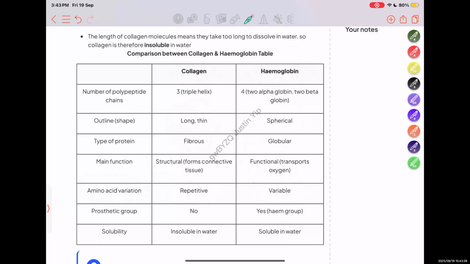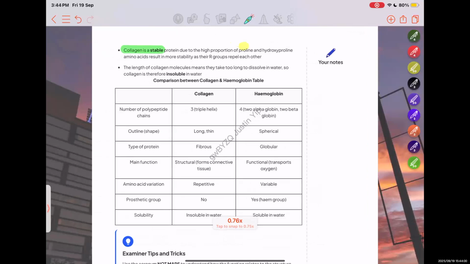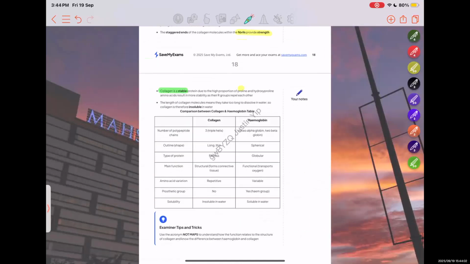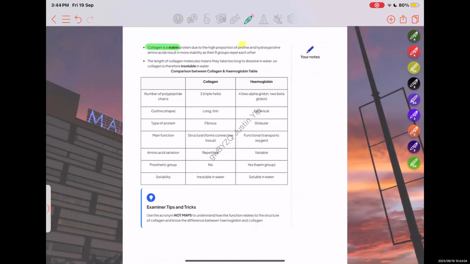Okay, they are variable. And then prosthetic group: collagen doesn't have any prosthetic group, while hemoglobin consists of a heme group. And the solubility of collagen: it is insoluble, while hemoglobin is soluble. Okay, so this is the part for protein.